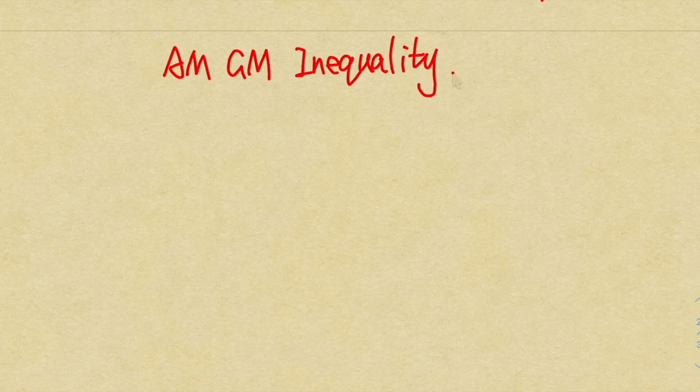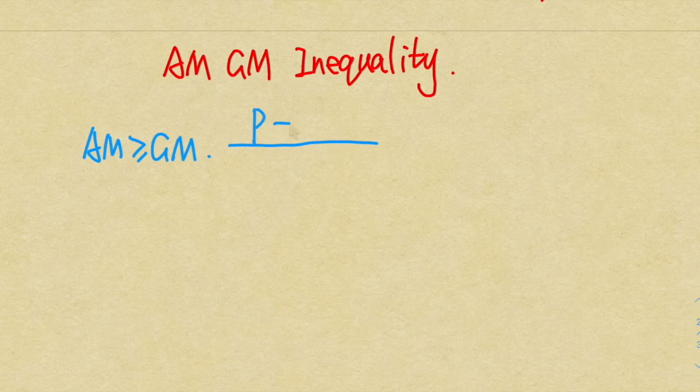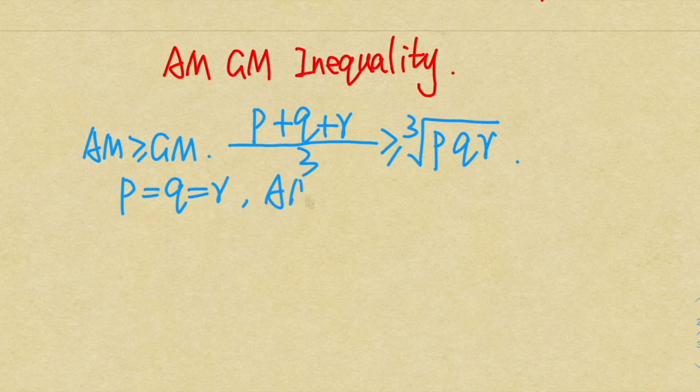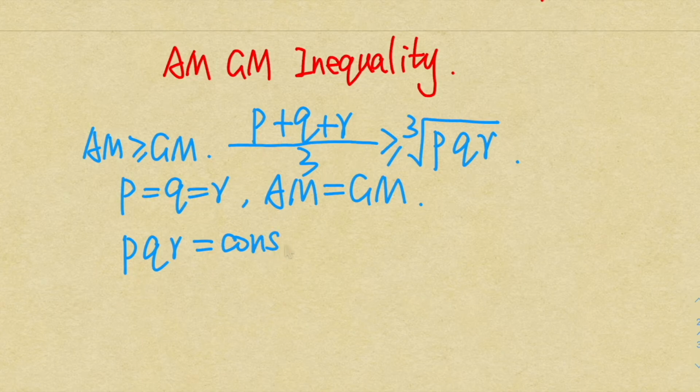What the AM-GM inequality says is that the arithmetic mean is greater than or equal to the geometric mean. In this case, we can write it as (P plus Q plus R) over 3 is greater than or equal to the cubic root of the product of P, Q, and R. And notice that if P equals Q and Q equals R, the AM will be equal to the GM. So now what we're going to do is to find P, Q, and R for this problem. In other words, we have to make sure that the product of P, Q, and R is a constant.